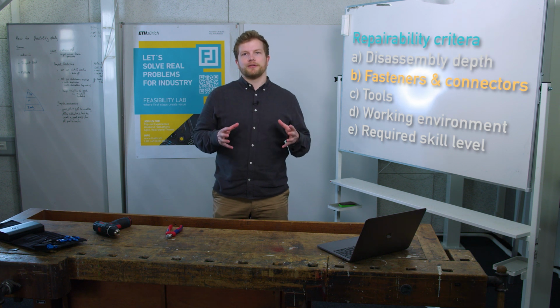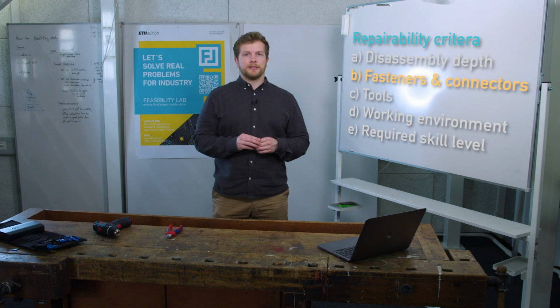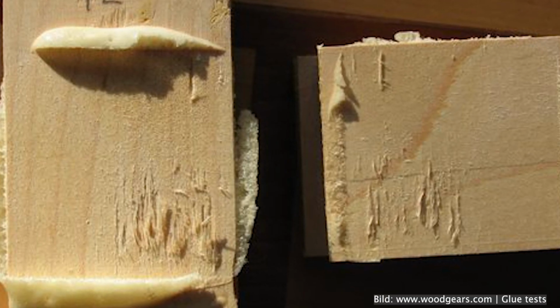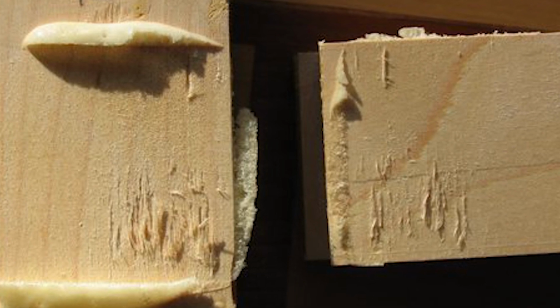The worst type of connection for repair is neither removable nor reusable. To separate such a connection is mostly destructive. An example is the use of strong adhesives. To separate the components, you have to rip them apart, partially destroying them.